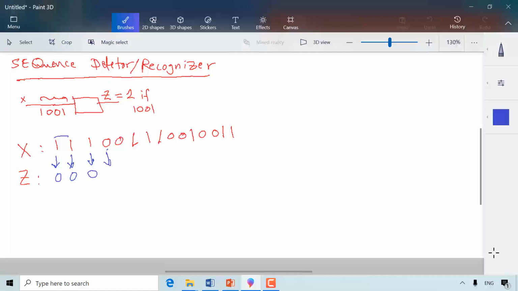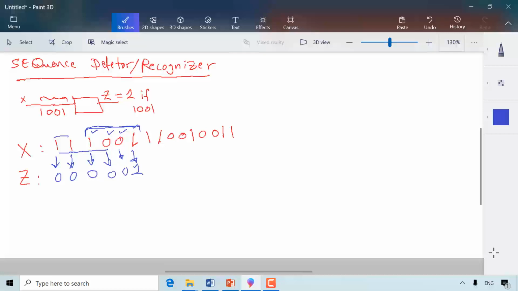Well, we have these bits here. They are not 1001, so 0. Okay, 0. Now how about here? Here we see that we have 1001. So I have the pattern here complete, so Z now becomes 1.